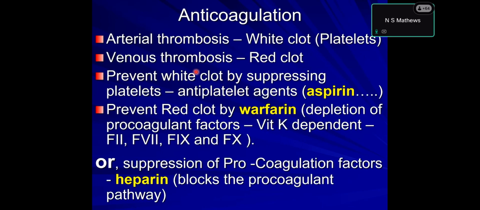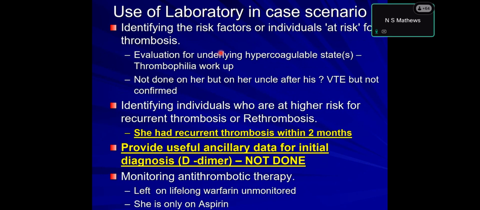Now our patient clearly had a venous thrombus, as was proven by the compression ultrasound, but she was only on aspirin, an antiplatelet agent, and for the red clot you needed warfarin, and she was taken off it, or you needed something like heparin. So basically, it is identifying those individuals at risk for thrombosis. They need a thrombophilia workup, which was not done on her, which was a mistake. And identifying individuals that are at high risk for recurrent thrombosis, this lady clearly was.